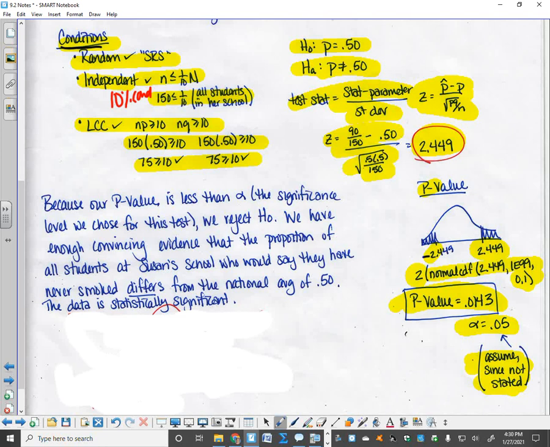Now, my p-value is 1%, my alpha is 5%, so my p-value is below my alpha. So my sentence: because our p-value is less than alpha, which is the significance level for this test, we reject H sub O. We have enough convincing evidence to state that the proportion of all students at Susan's school who say they have never smoked differs from the national average of 50%. My data is statistically significant.